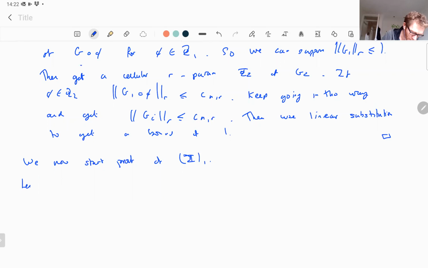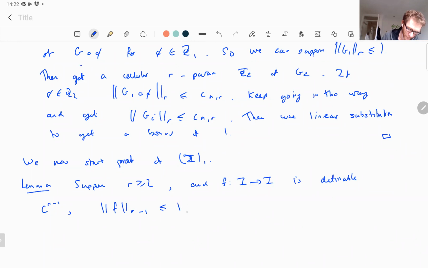So a lemma, which I think is due to Gromov. Suppose R is at least 2, and f is definable, C^(R-1), and its derivatives up to order R minus 1 are less than or equal to 1. So we've got what we want up to order R minus 1, and R is at least 2. Then f has a cellular R parameterization. So the trick here is to substitute x squared. So let's see what that does.